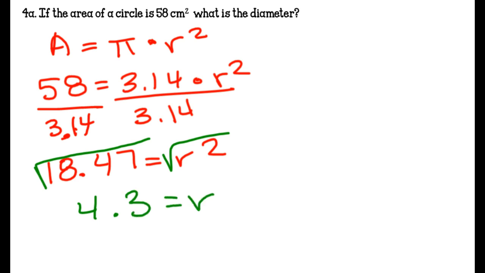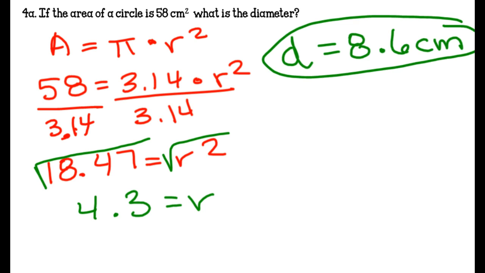And then, if that's my radius, I double it to get my diameter. And so my diameter is 8.6 centimeters. I circle it, and that's my answer.